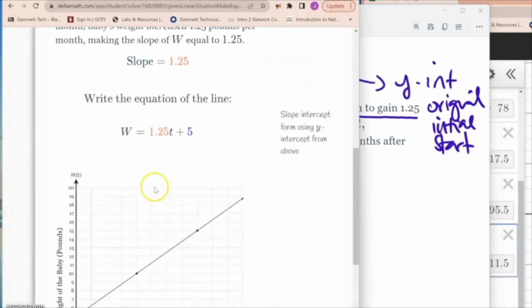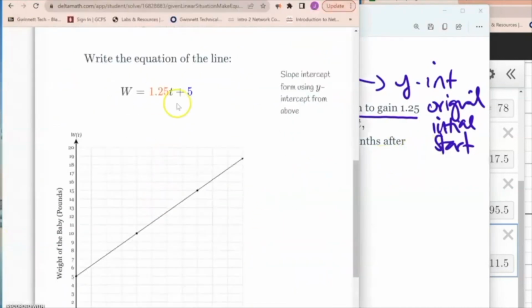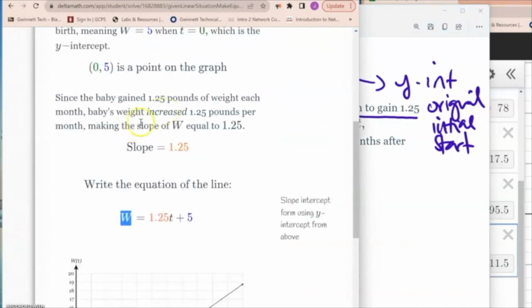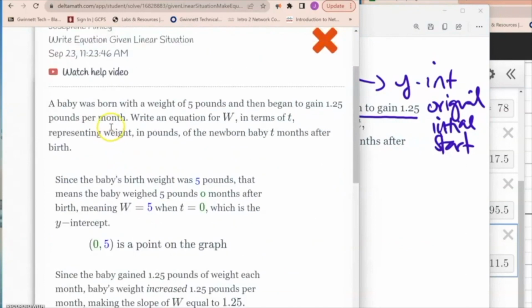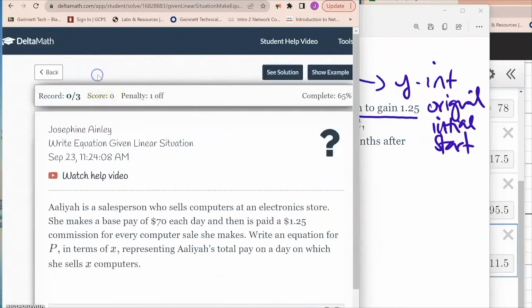Oh, and please be mindful, I did forget to say, watch what the variables are. So don't use y and x, use whatever they tell you in the question. So you'll see 1.25 plus 5. It's supposed to be t and w because I forgot to look. They told you what it was in the question. So write an equation for w in terms of t. Okay, so I'll be mindful of that when I do this next problem.